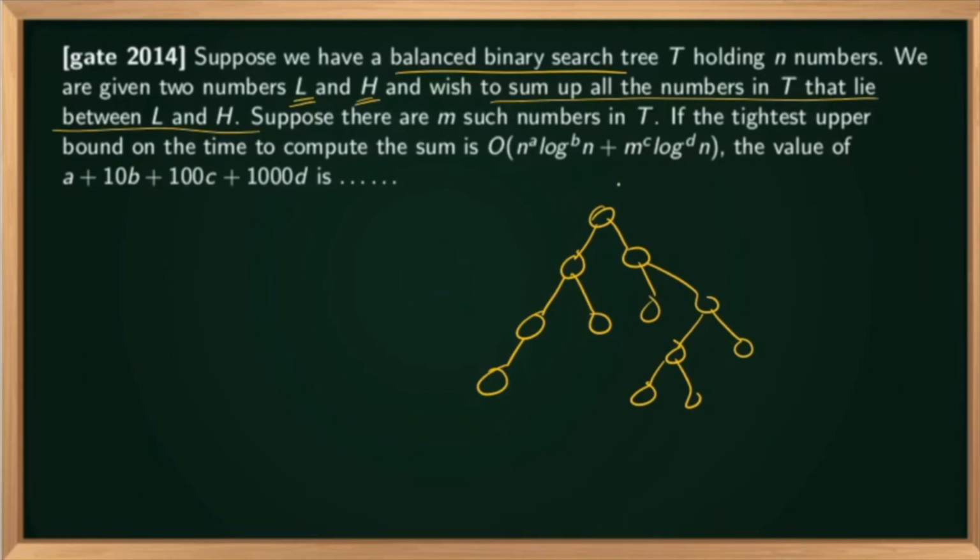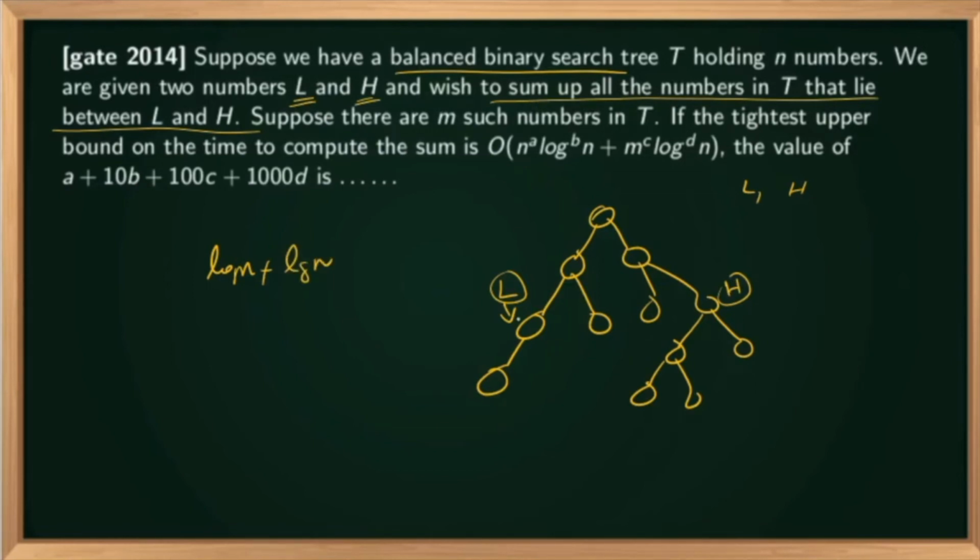So let's assume you are given L and H. You have to add everything between L and H, right? So let's assume you search for L and it is here. And so searching for L will take log n time, right? Because the height is log n. So searching for L is going to take log n. Now similarly, you can search for H. So let's assume it is here. H is this point. So searching for that also will take log n.